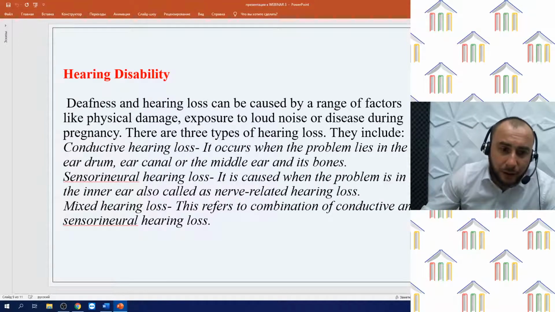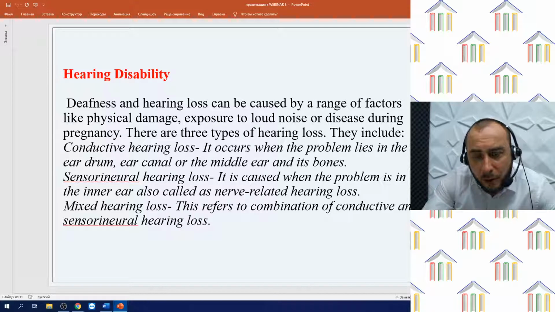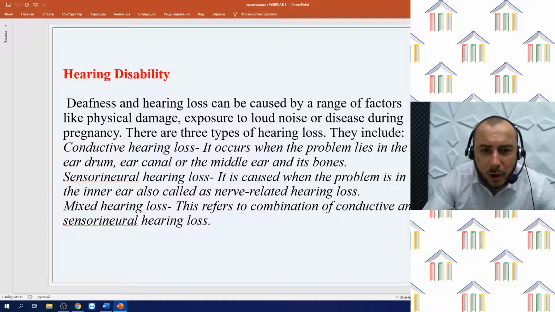Hearing disability. This includes people who are completely or partially deaf, as well as people who are partially deaf and use a hearing aid to assist them. Many of them use sign language to communicate. Sign language is very common in the world, and it is not a restricted form of communication at all. Deafness and hearing loss can be caused by a range of factors like physical damage, exposure to loud noise, or disease during pregnancy. There are three types of hearing loss.